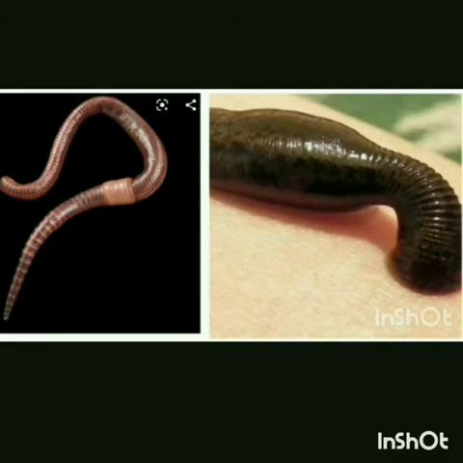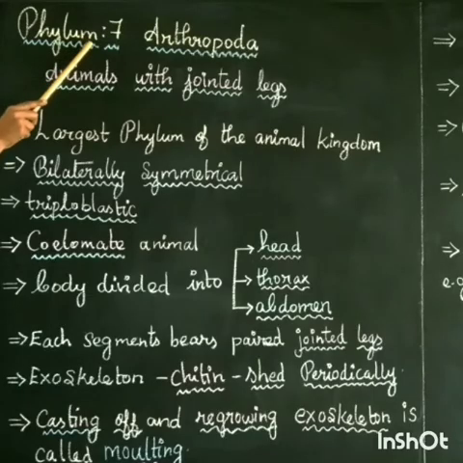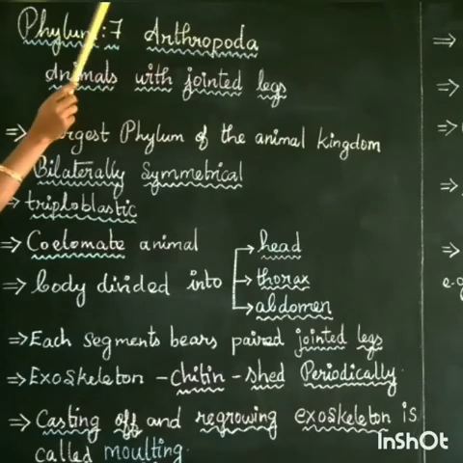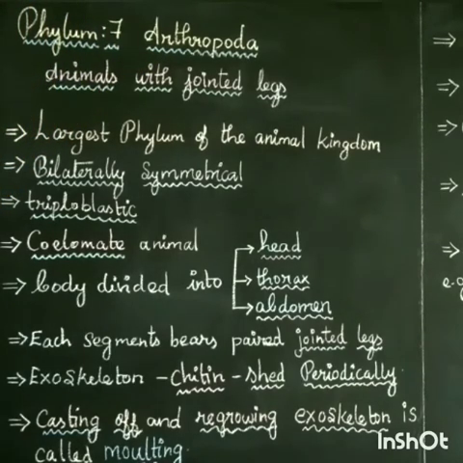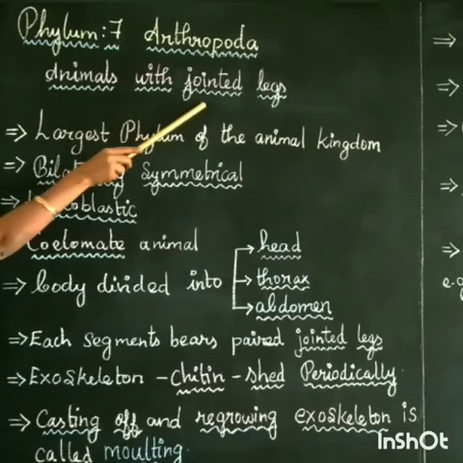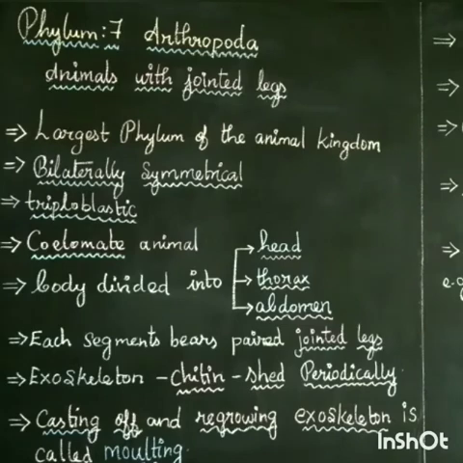Here the earthworm lives in the soil and the leech lives as a parasite which sucks the blood from animals. Next is Phylum 7, Arthropoda. Arthropoda means arthro means joint, and poda means foot. Here the animals have jointed legs, that is, the legs are jointed, with three portions in the legs. So the animals are called joint-legged animals.